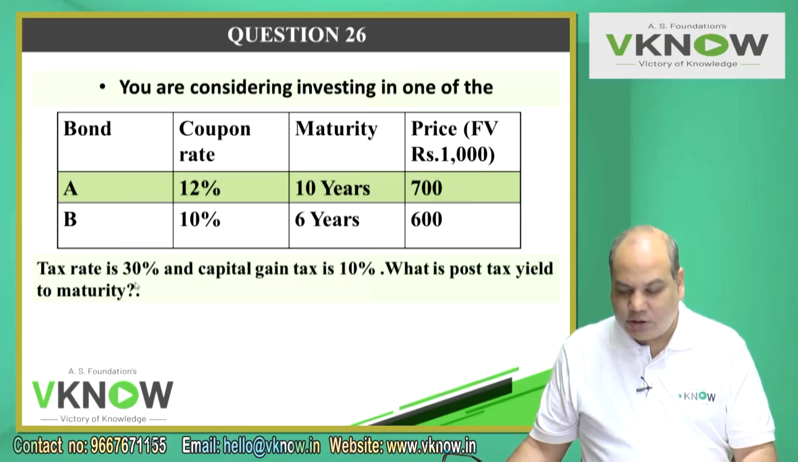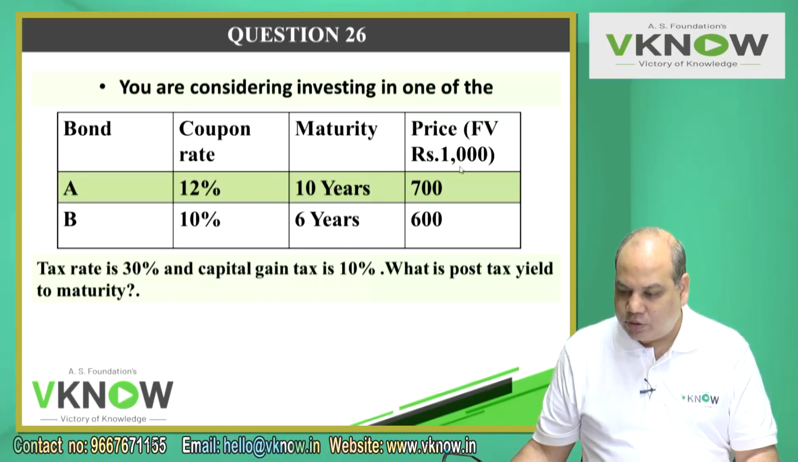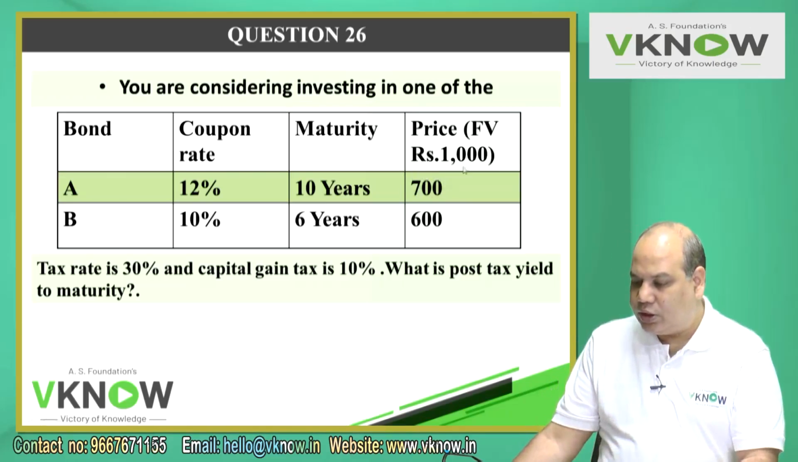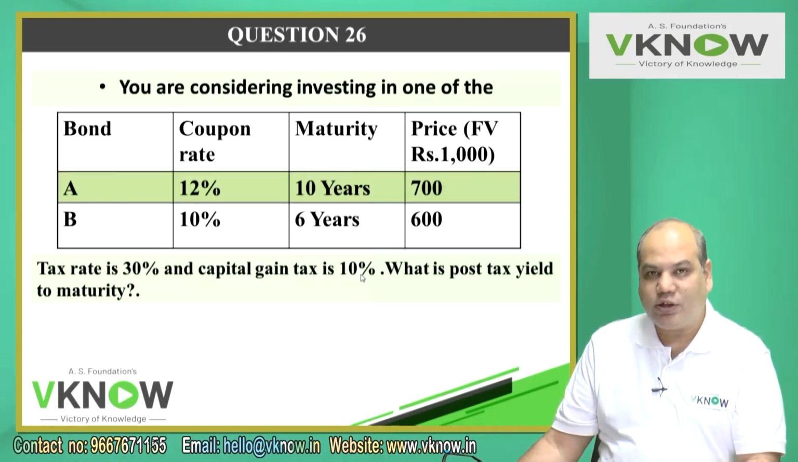Below it is written tax rate is 30%, and capital gain tax is 10%. Tax rate is 30% means on the coupon. Coupon will be 12% of 1000, 10% of 1000. On that you pay 30% tax, and then capital gain tax is 10%. This bond is currently priced at 700, but the redemption will be at par, that is 1000. So on 300 rupees capital gain, you have to pay 10% capital gain tax, that is 30 rupees. And similarly in bond B, 1000 minus 600, 400 rupees is your capital gain, into 10%, 40 rupees you have to pay.